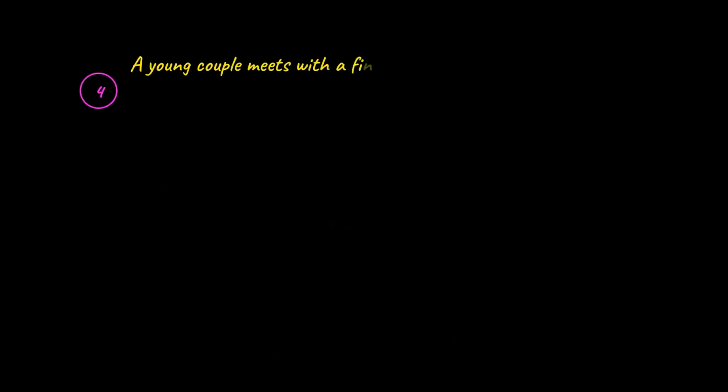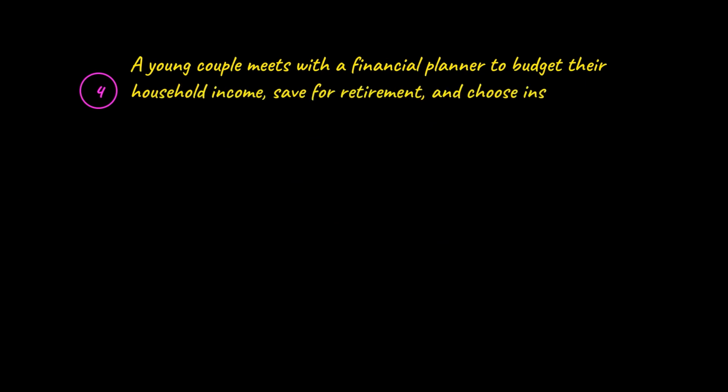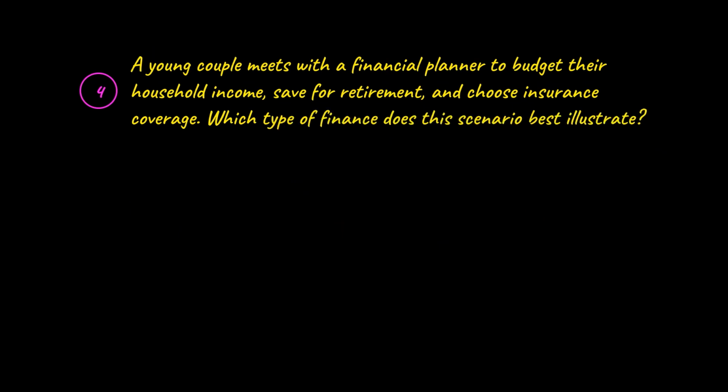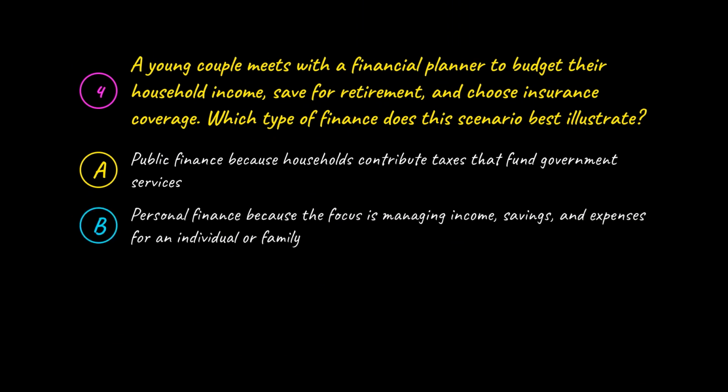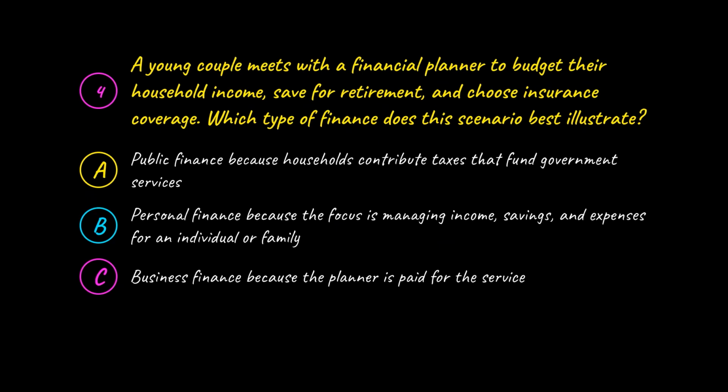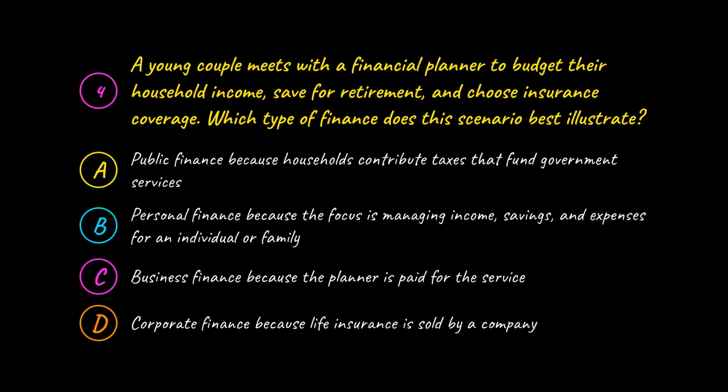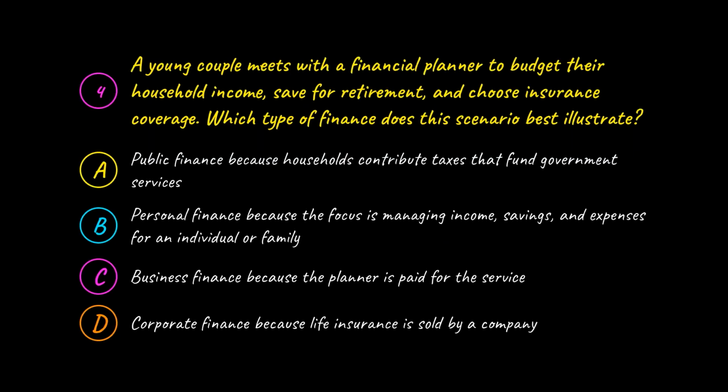Question 4. A young couple meets with a financial planner to budget their household income, save for retirement, and choose insurance coverage. Which type of finance does this scenario best illustrate? Your options are A. Public finance, because households contribute taxes that fund government services. B. Personal finance, because the focus is managing income, savings, and expenses for an individual or family. C. Business finance, because the planner is paid for the service. D. Corporate finance, because life insurance is sold by a company. What's your answer? Commit to one before I continue.